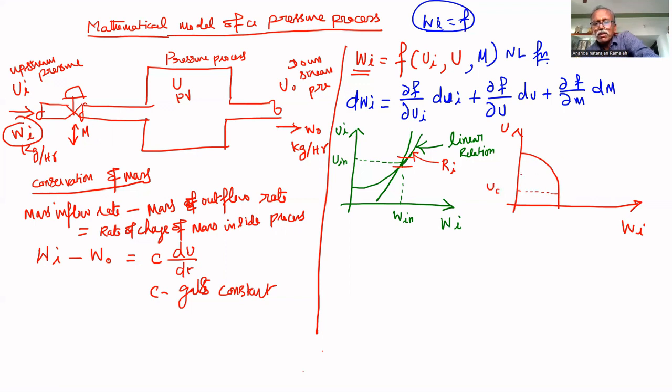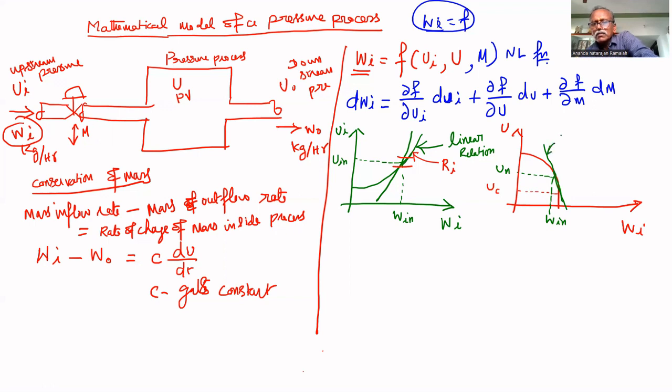So here also, we are not going to operate in this region. We are going to operate here at a nominal operating point. This is U nominal. This is Wi nominal. At this, if you draw a slope, you will get a line like this. This is the slope.